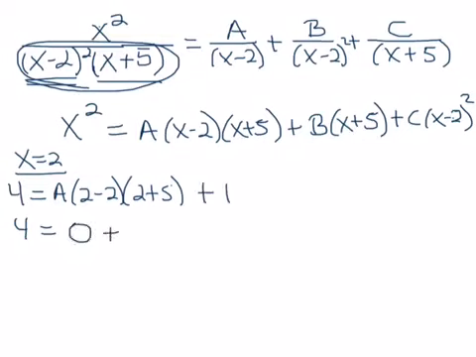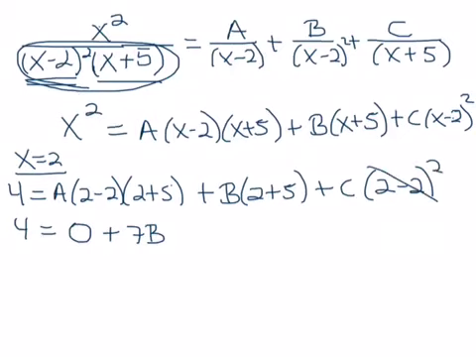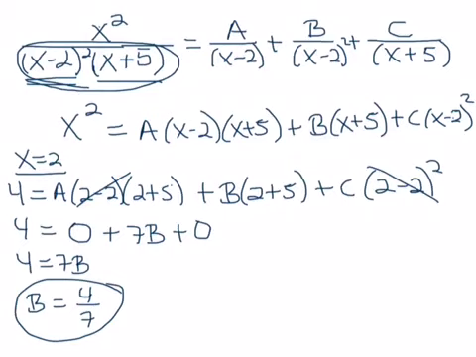For the middle term, we're going to have B and 2 plus 5. And that will turn into 2 plus 5 is 7 and B. And the last term, we have plus C and 2 minus 2 quantity squared. This also turns into 0, just like the last one did, so plus 0. So we have 4 equals 7B. So B is equal to 4 divided by 7. Great, that tells us one of our numbers.